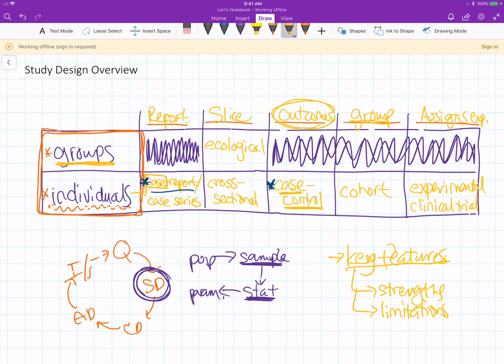And so once a researcher assigns exposure, this becomes a really different kind of a thing, and there are a lot more things to be thinking of in terms of these strengths and limitations of the study design. I will be talking in separate videos about each one of these, so don't feel like you have to know everything about all of them.